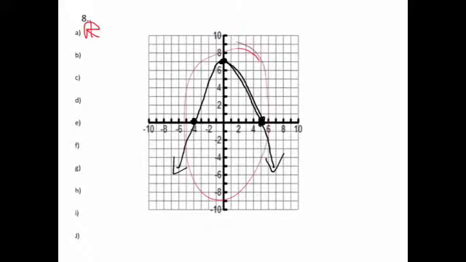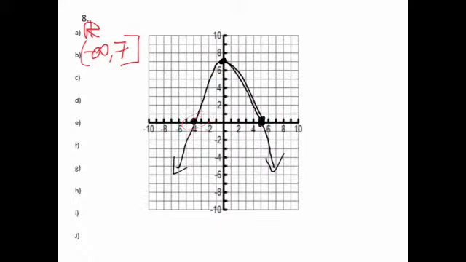My range, on the other hand, my function goes down forever, but it doesn't go up forever. It goes all the way up until it reaches 7 and stops. And it actually reaches 7. So it's going to be from negative infinity until 7, square bracket, because right there it is 7. It actually reaches it.